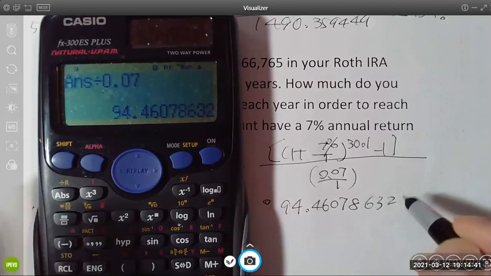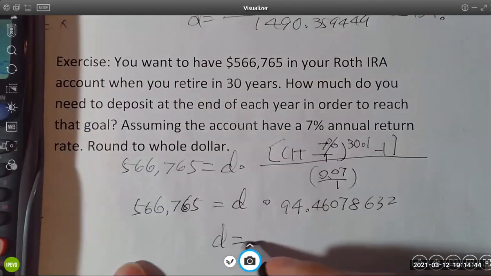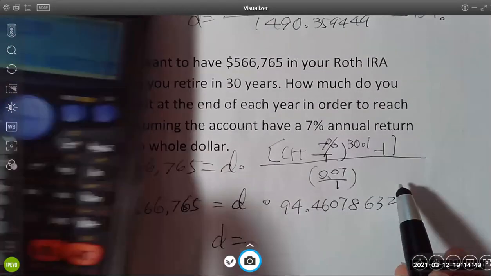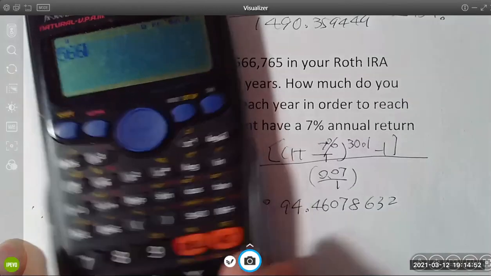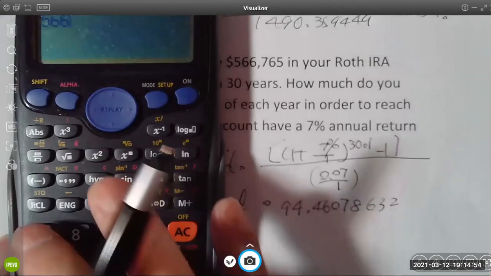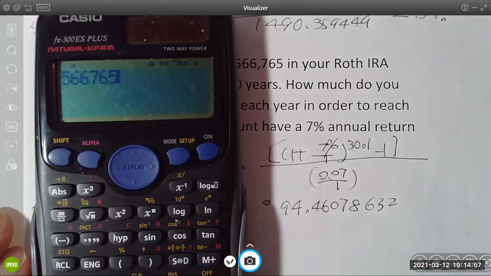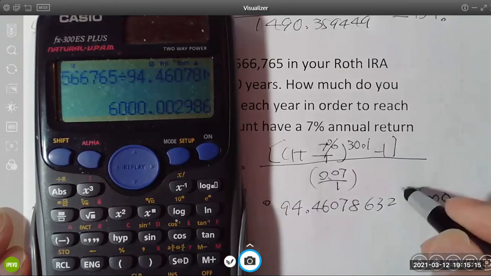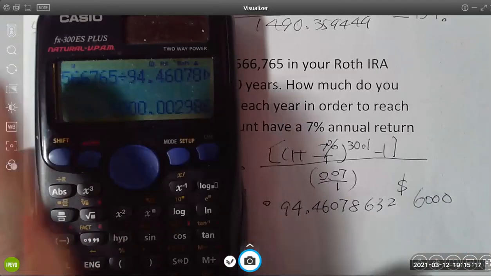94.46078632. So D equals this future amount divided by this number we just got. So 566,765, that's our future value, divided by 94.46078632. Double check. Exactly 6,000. So 500 per month, basically.